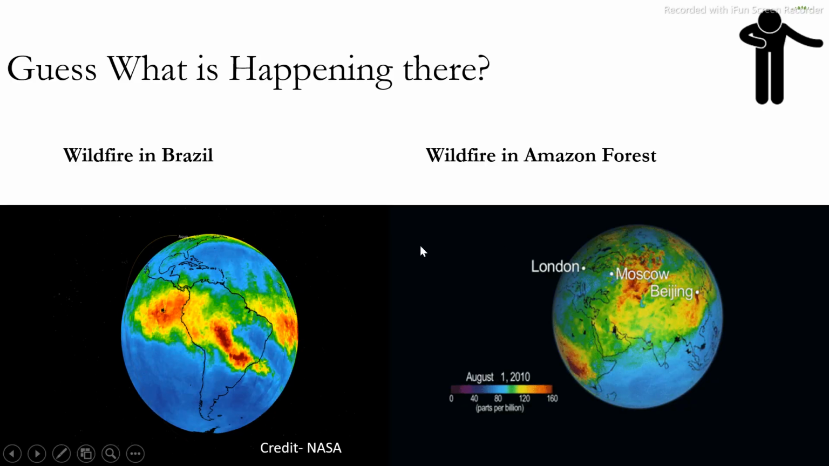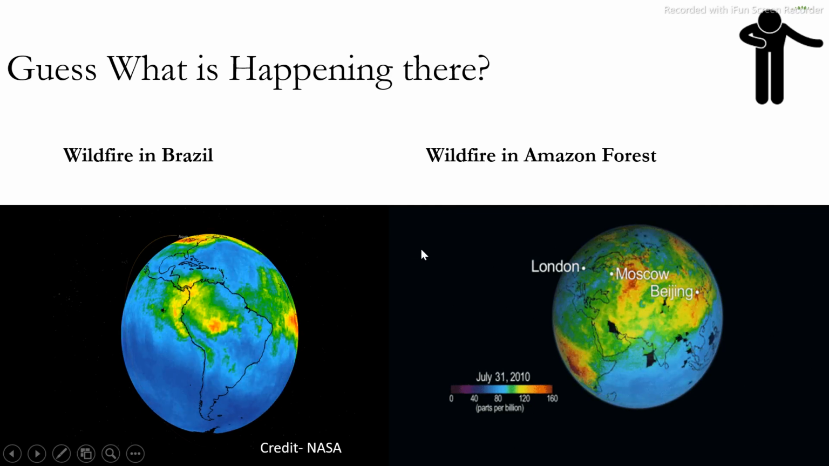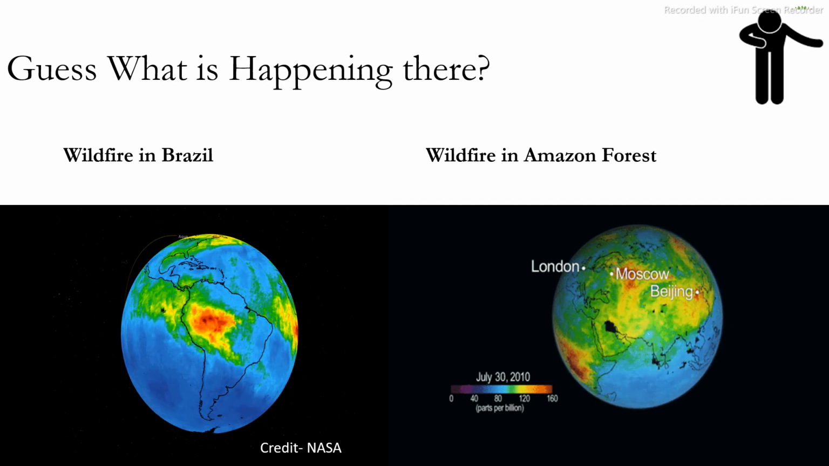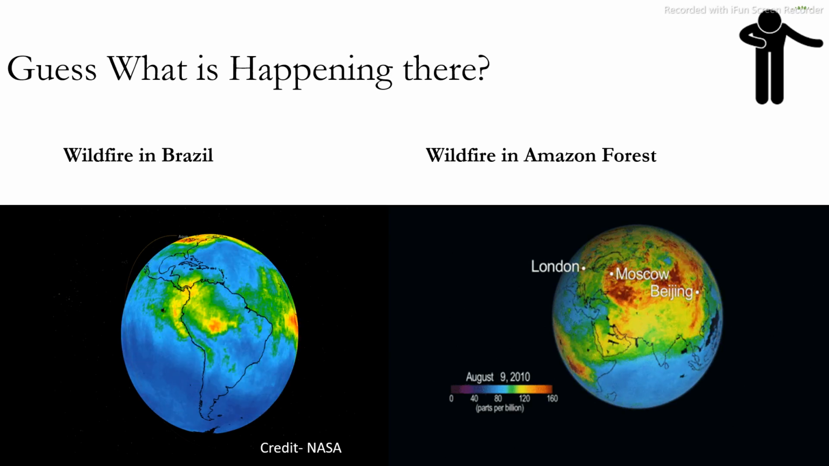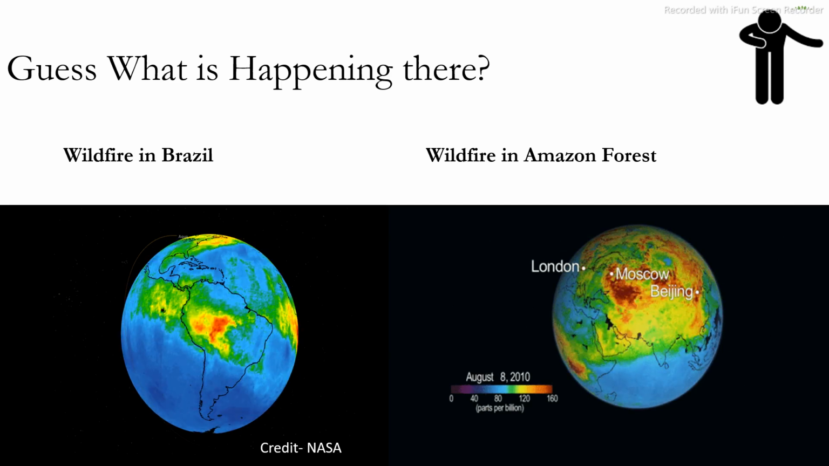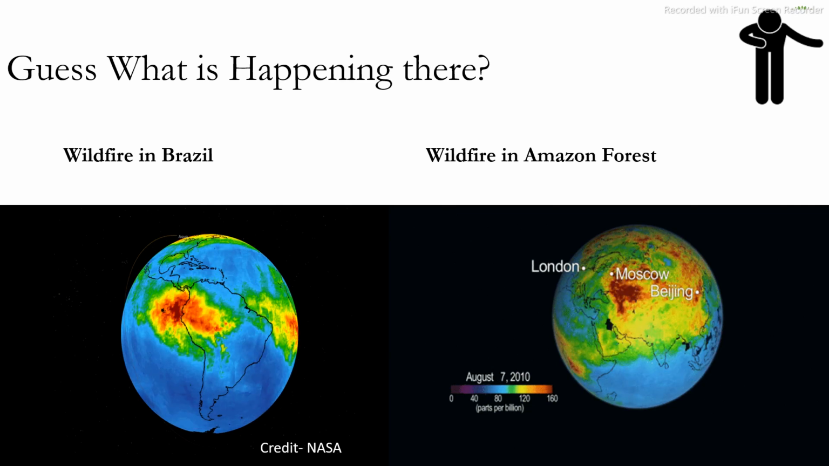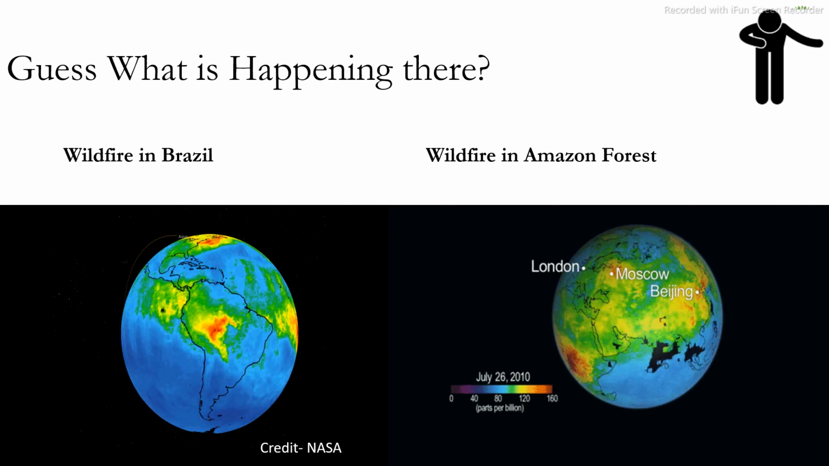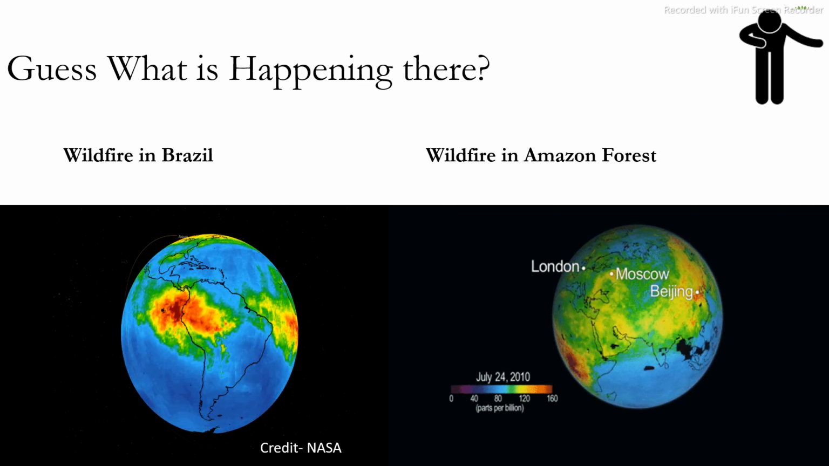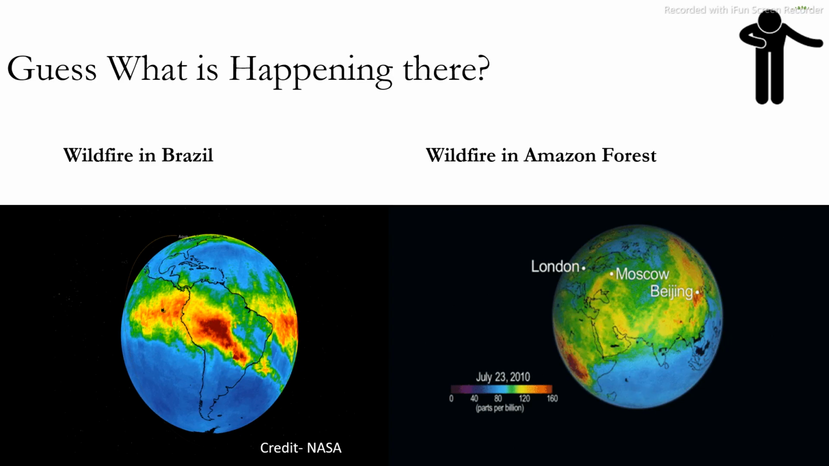So here you can see one example in two pictures that have been taken by NASA in 2010, in some months of July and August. In this case, the wildfire in Brazil and the wildfire in the Amazon forest have been recorded on the globe by NASA. So these are the changes. But this data, how can we rely on it? Is it correct or not?